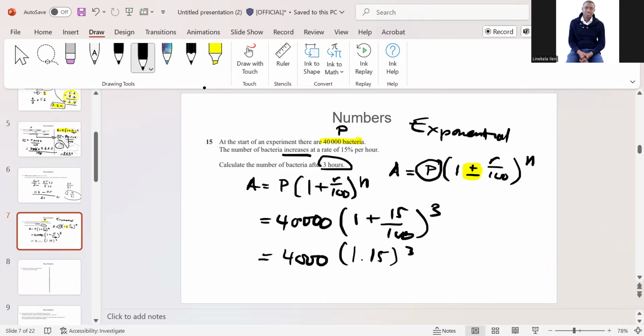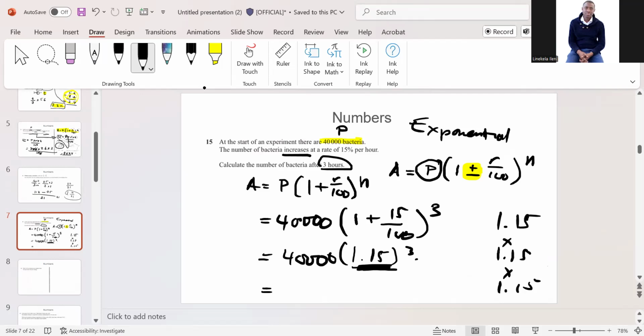Times 40,000. Now, usually for this, guys, you will end up with a value that you can raise to the power of 3. You can even just do 1.15 multiplied by 1.15, multiplied by another 1.15 mentally to get your answer. Then you multiply that by 40,000. But this was actually from a non-calculator paper, so the values you're going to get here are values that you will be familiar with, usually cubic numbers.